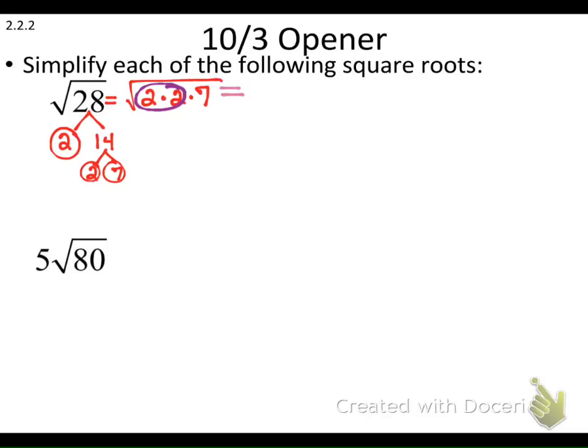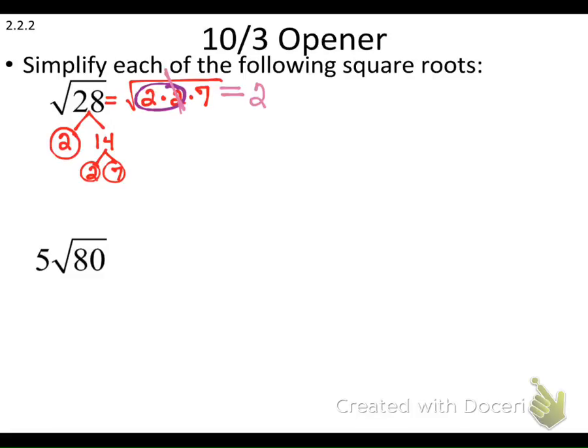reads each factor pair. So basically, each factor pair in the radicand becomes a single factor in the coefficient. Remember, our coefficient is the number on the outside of the square root. So squared cancels out with the square root. So my second 2 here will cancel out with the square root sign, and then I'm left with just that single 2 as a coefficient.